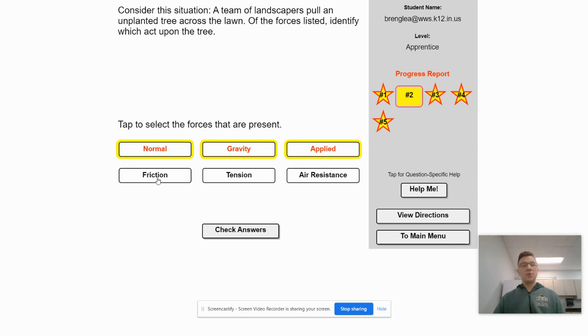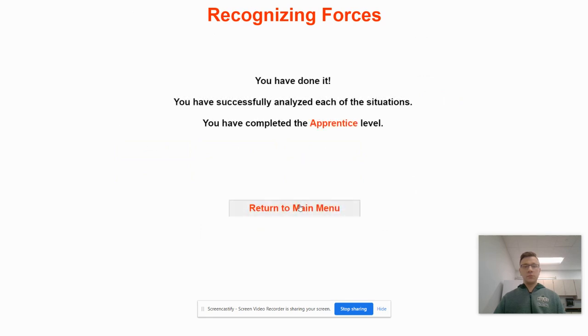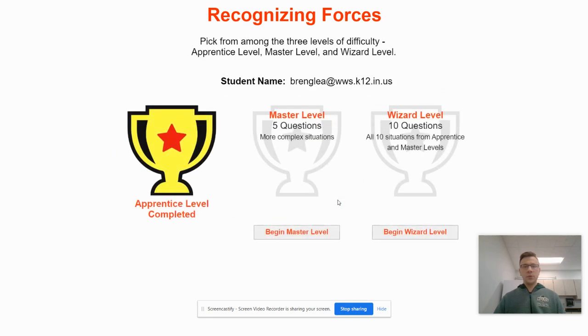It doesn't mention a rope or anything like that. The tree obviously is going to rub against the ground, so there's going to be friction, and then there's also air resistance because the tree is moving through the air. And we've done it.